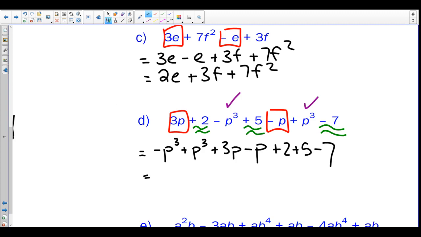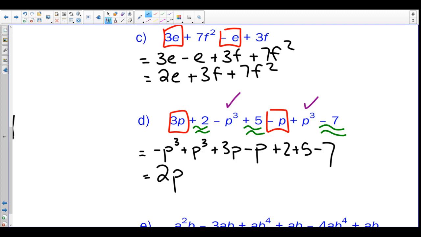So if we have negative p cubed plus p cubed, that's going to give you nothing, 0, zilch, nada. So there's nothing that's left there. So we'll move on to the p's. We have 3p, take away p, and that's going to be 2p. And then we're going to have 2 plus 5 minus 7, so that's 0. So the answer for that big, big, fun, fantastic question is just 2p.